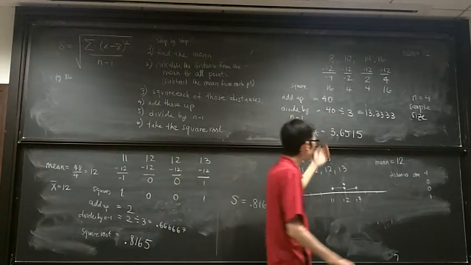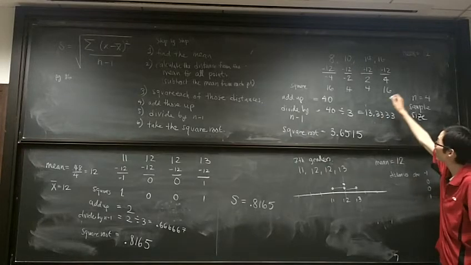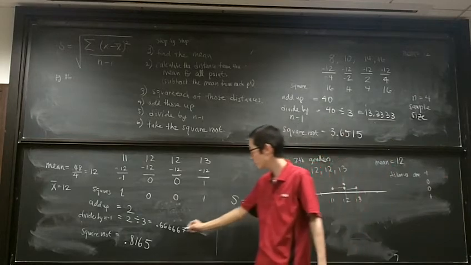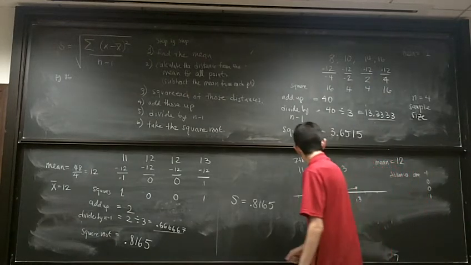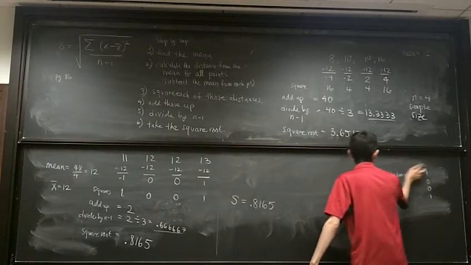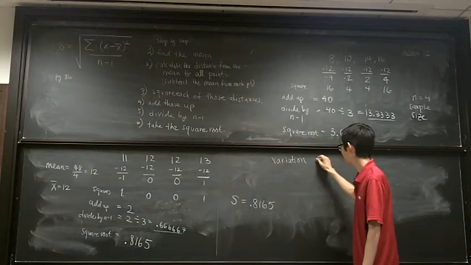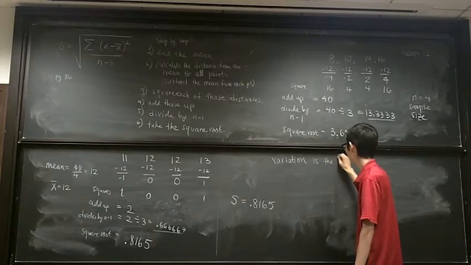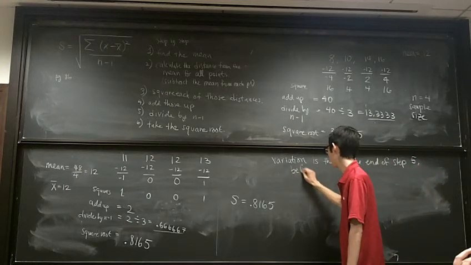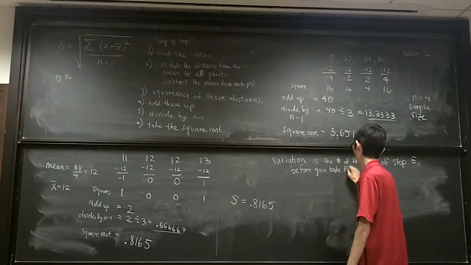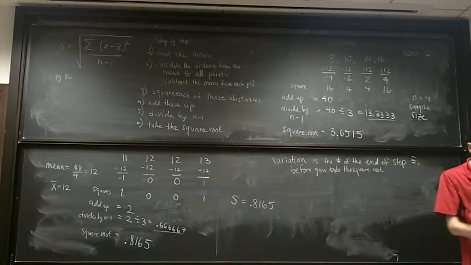Variation is a very similar concept. Variation is just the number that you get before you take the square root. So the variation of this set is 13.33. The variation of this set is 0.6667. Right before you take the square root, that number is called the variation. I'll write that up on the board also. So the variation is the number at the end of step 5, before you take the square root. But basically, standard deviation and variation go hand in hand.